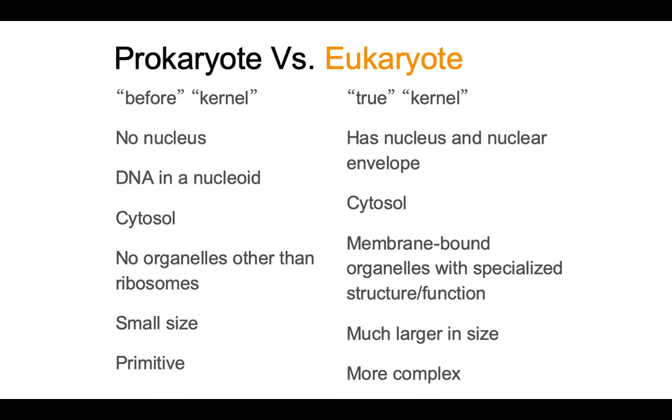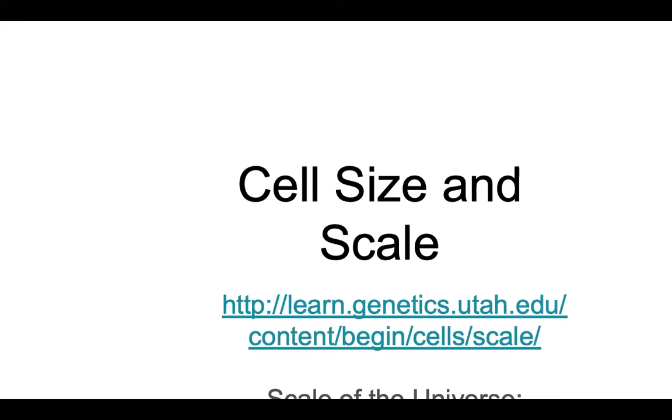Prokaryotes are considered primitive because they evolved much earlier on in evolutionary history, whereas eukaryotes are considered more complex. They have a lot more going on in terms of cellular mechanics. Got cut off a little bit there, but that's all right.